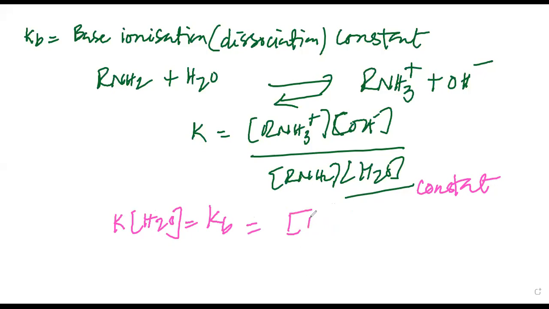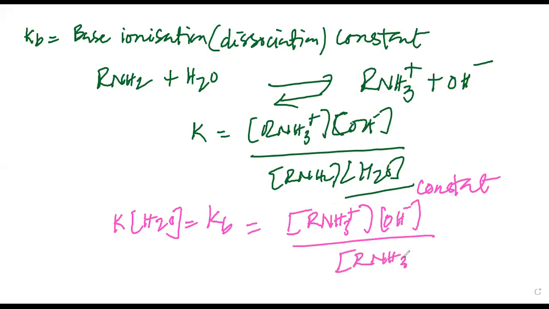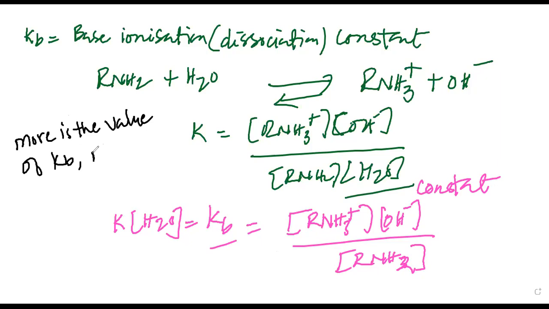The concentration of RNH3 plus multiplied by the concentration of OH minus divided by the concentration of amine RNH2. And this is what is known as the base ionization or base dissociation constant. Please remember, my dear students, that the more the value of Kb, the more basic is the amine.